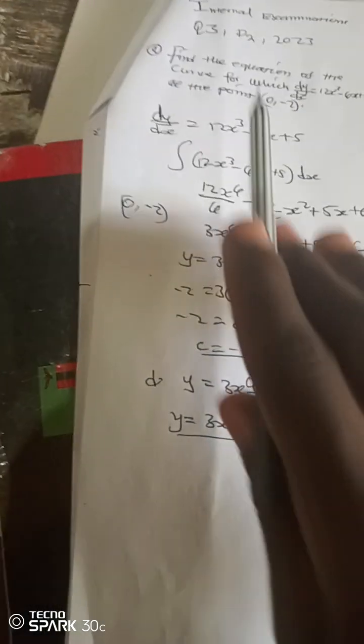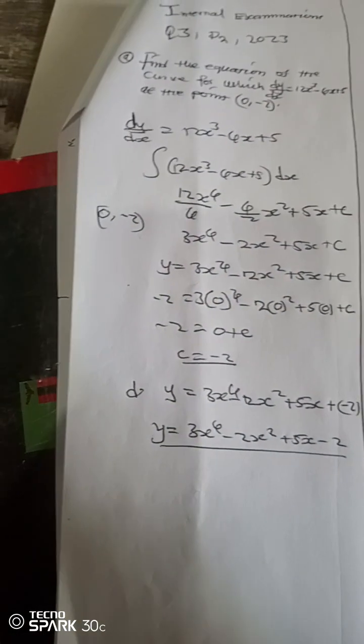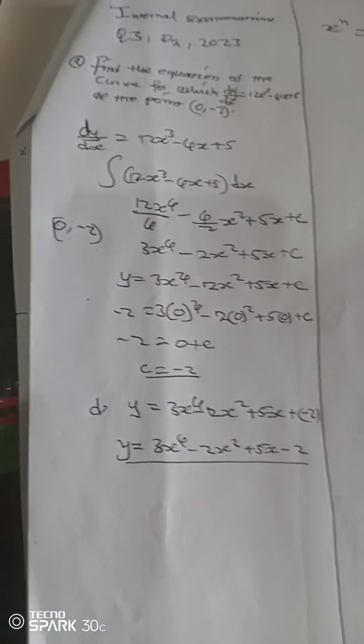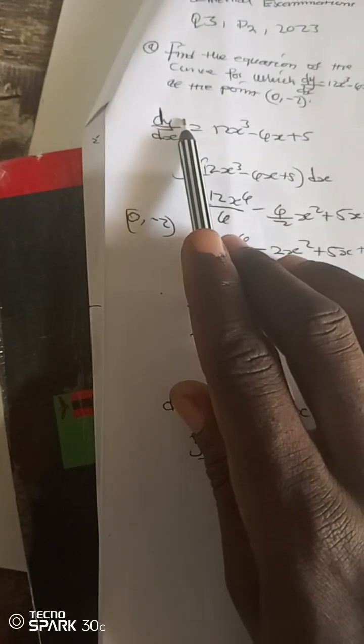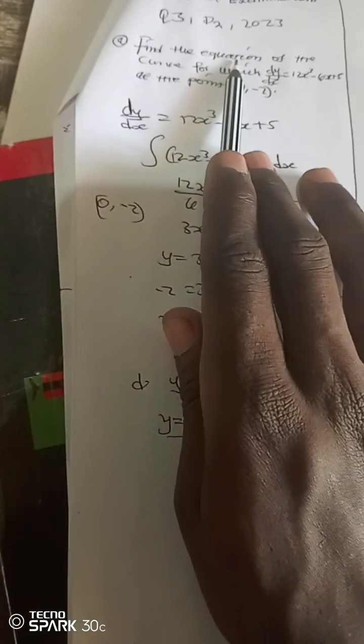So the question was saying: find the equation of the curve for which dy/dx is equal to 12x cubed minus 4x plus 5, at the point (0, -2). Now you can see that the main focus of the question is to find the equation.